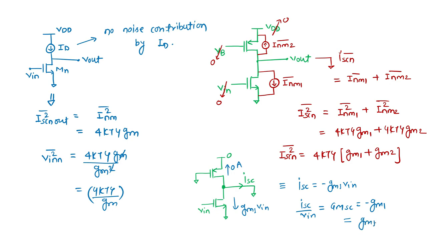Magnitude-wise, it is GM1 only, meaning the input transistor's GM is the only GM of the entire circuit for this structure, because the device above does not contribute to the short circuit current in the GM calculation. So the GM component is generated by the lower device, which is your input device only. So it is the entire circuit GM.